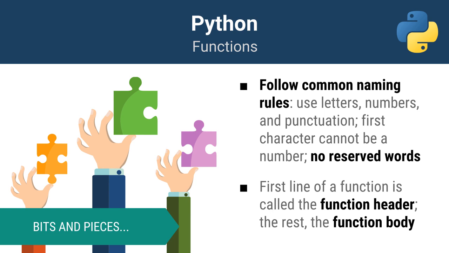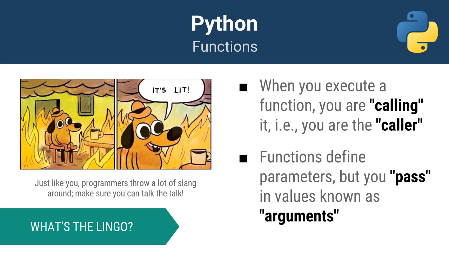In terms of terminology, remember that the first line of a function is called the function header and the rest is called the function body. Speaking of slang, programmers throw it around just like you. Here is some more terminology to look out for.